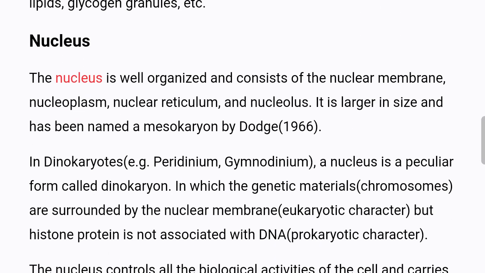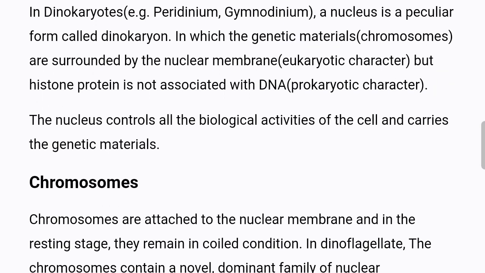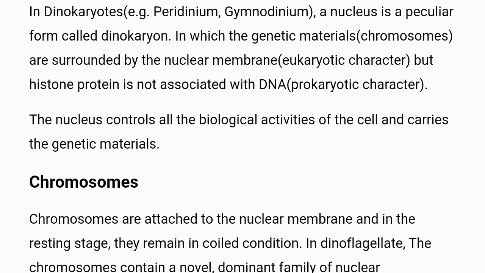Nucleus. The nucleus is well organized and consists of the nuclear membrane, nucleoplasm, nuclear reticulum, and nucleolus. It is larger in size and has been named a mesokaryon by Dodge. In dinokaryotes, for example Peridinium and Gymnodinium, the nucleus is a peculiar form called dinokaryon, in which the genetic material or chromosomes are surrounded by the nuclear membrane, but histone protein is not associated with DNA. The nucleus controls all the biological activities of the cell and carries the genetic material.